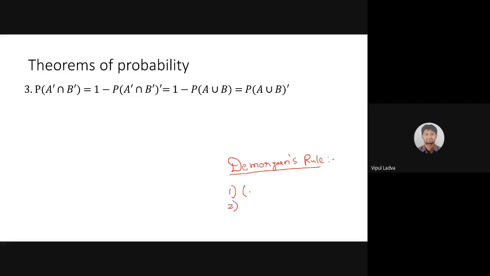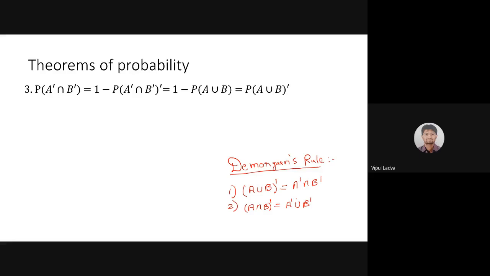First was: complement of union is equal to intersection of complements, A dash intersection B dash. And the second rule was: complement of intersection is equal to union of complements. Both of these were known as De Morgan's rules in the earlier concept of set theory.